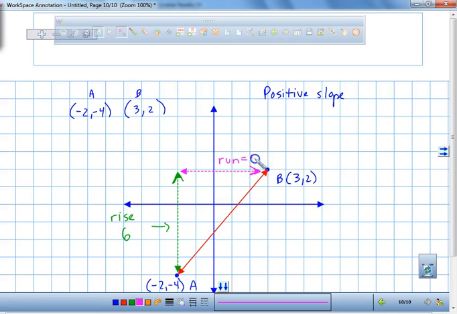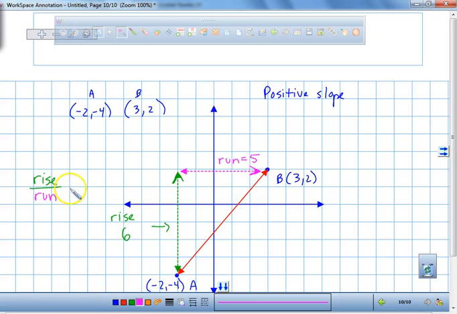It runs 5. By the way, when you're counting, make sure you count the spaces between the points. Check it out. 1 space, 2 space, 3 space, 4 space, 5 space, 6 space. Here, 1, 2, 3, 4, and there's a space right there. And how do we always interpret slope? From left to right, and we put the rise over the run.